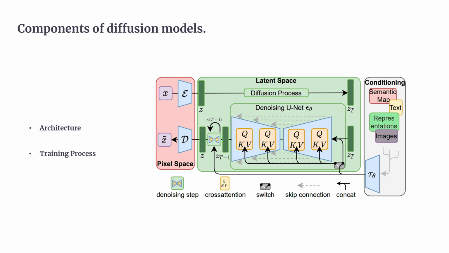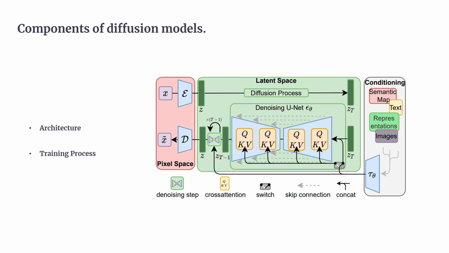The training of diffusion models involves objective function and sampling. For objective function, the model is trained to minimize the difference between the predicted noise and the actual noise added during the forward process. For sampling, during inference, the model starts with pure noise and iteratively applies the learned denoising process to generate new samples.